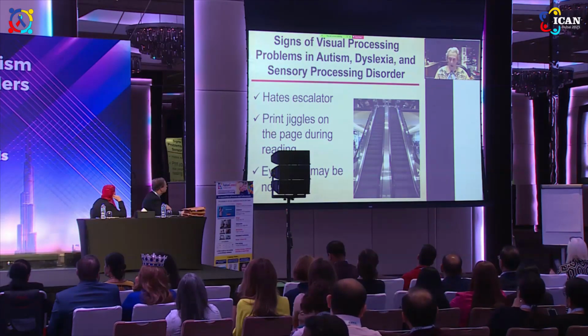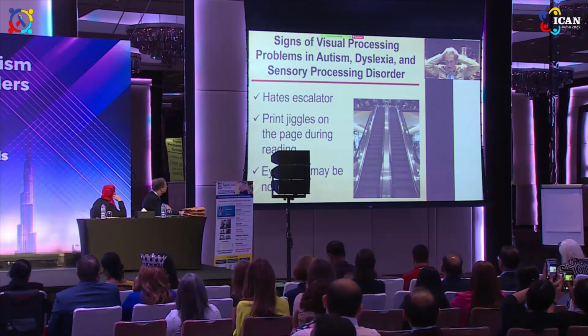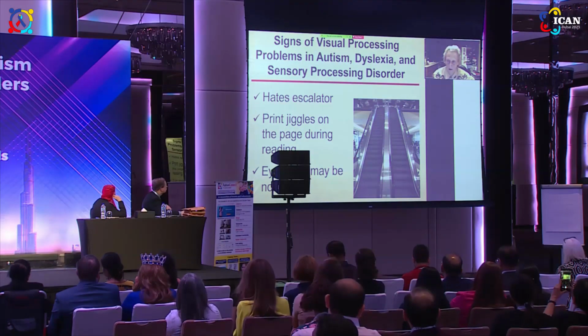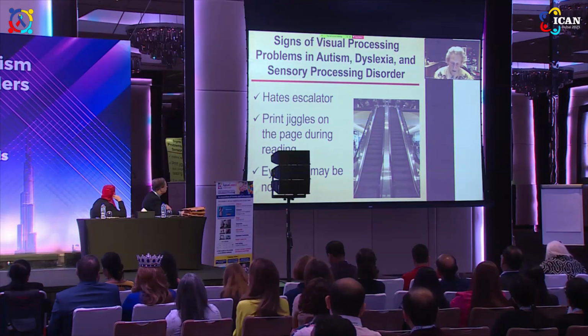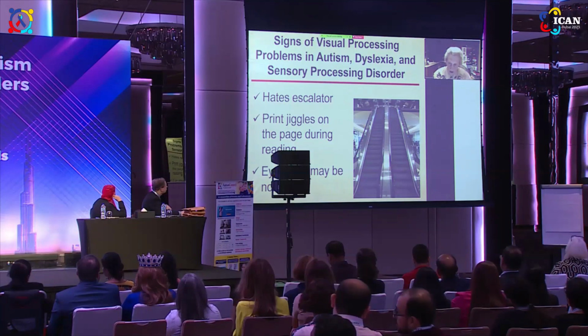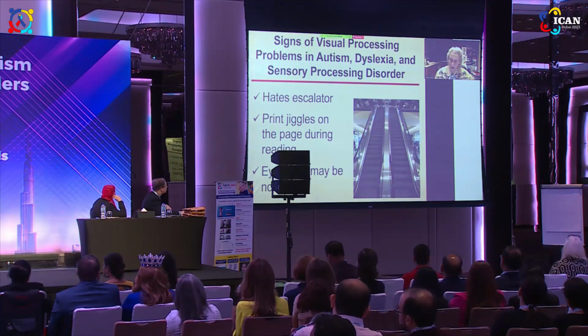Now, in your brain, you have the eyes that work like a camera, but then in the back of the brain, there's circuits that assemble the graphics file for shape, color, motion, and texture. And if there's something wrong with those circuits, print may jiggle on the page when you try to read. These kids are often terrified of escalators because they can't tell how to get on and off of it. So you have a child that hates an escalator. The chances are he has a visual processing problem. And the eye exam may be more or less normal.